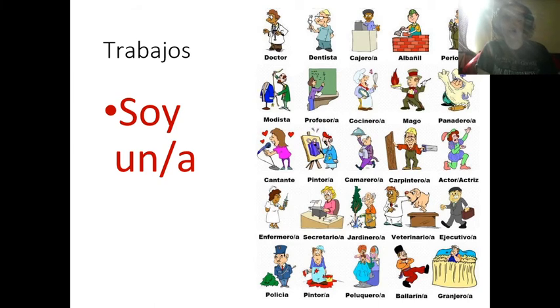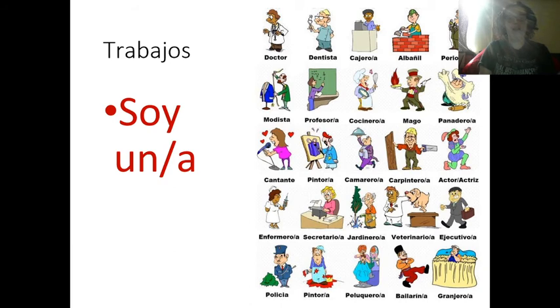Profesor, profesora, so soy una profesora. Well, at least I'm pretending to be. Cocinero, so if you're a chef or a cook, cocinero or cocinera. Mago, which I can now see where the word mage has come from, but we're talking about a magician in this case. Panadero or panadera, a baker.